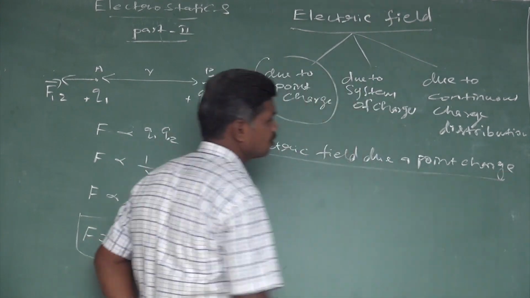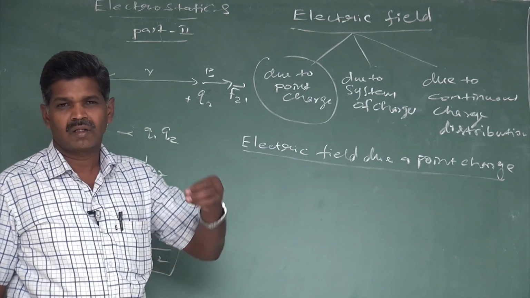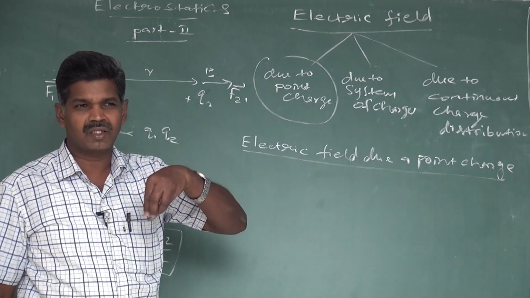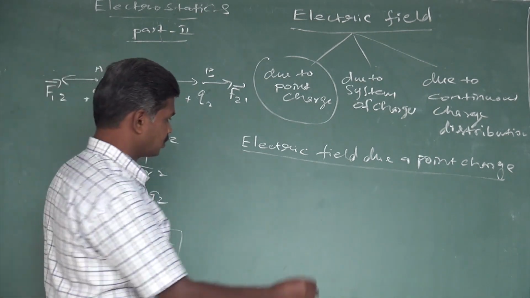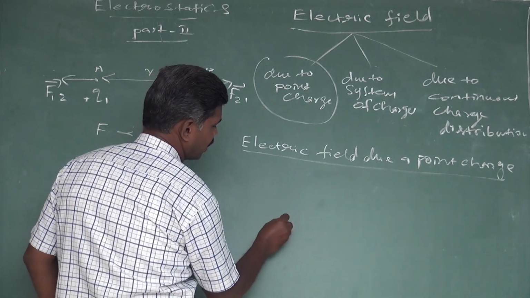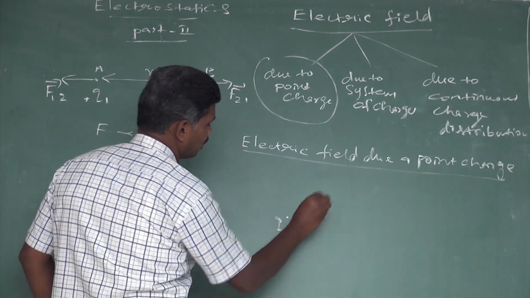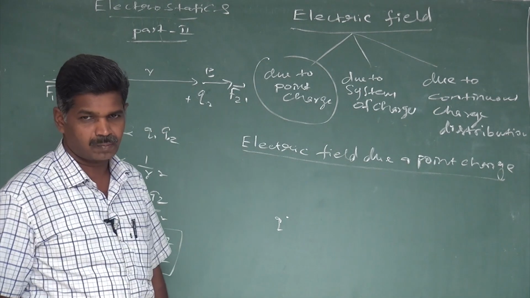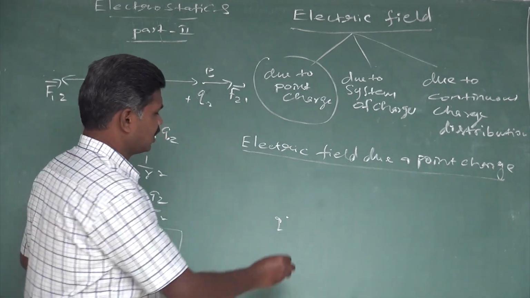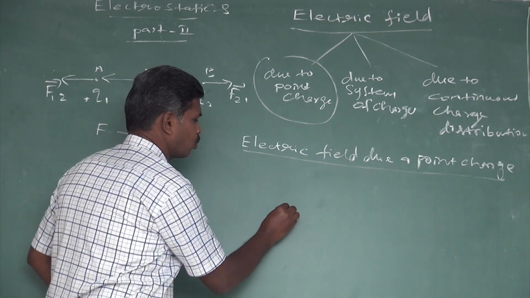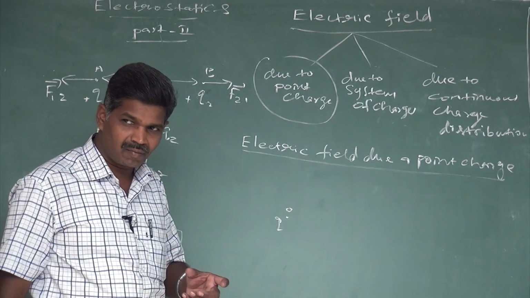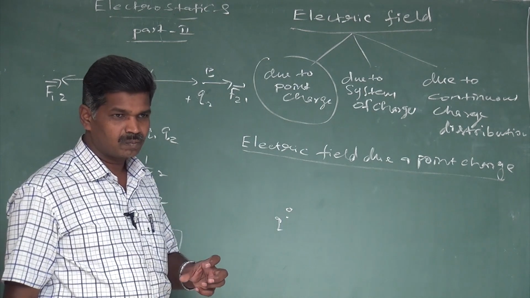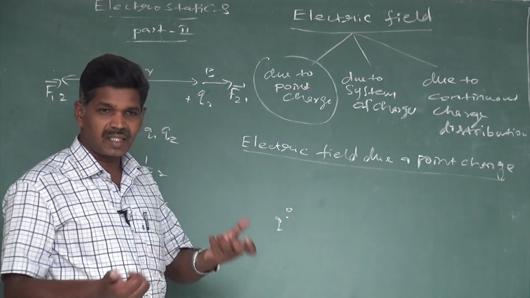A single charge accumulated within a point can be taken as a point charge. Suppose we take a charge Q as a point charge. We place a reference point, which may be taken as O. Around that charge, according to Michael Faraday's idea, this charge creates an electric field.